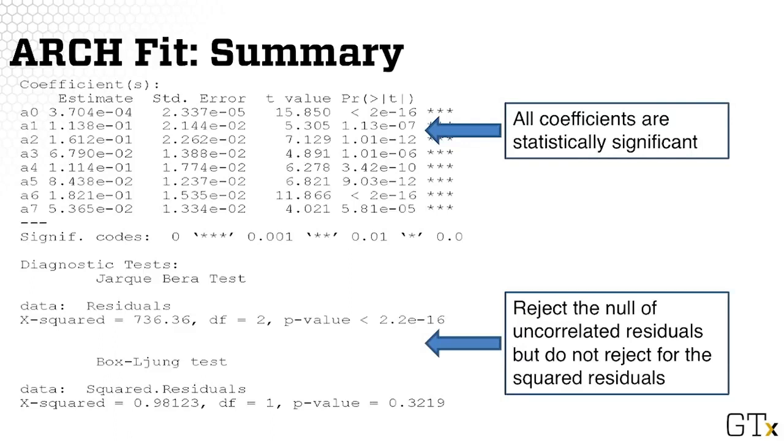The output also provides the results from a hypothesis testing procedure of uncorrelated residuals and for an ARCH effect in the residuals. According to this test, we reject the null hypothesis of uncorrelated residuals, but do not reject the null of an ARCH effect in the residuals.